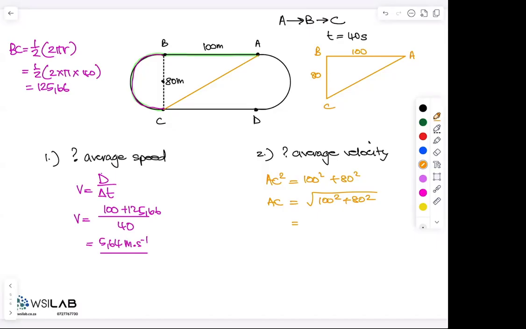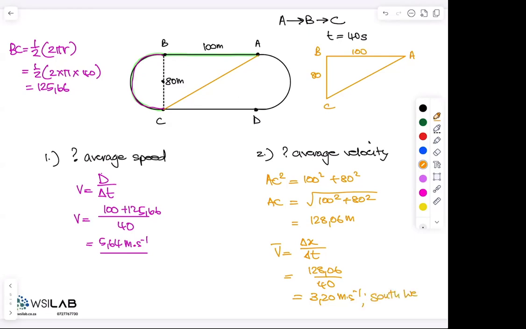Okay. And that's going to be 128,06 meters. But velocity is delta x over delta t, or average velocity if you want to, and that will give me 128,06 divided by 40. And that gives me 3,20 meters per second. At the moment, you only have to say, okay, fine, it's in a southwesterly direction.